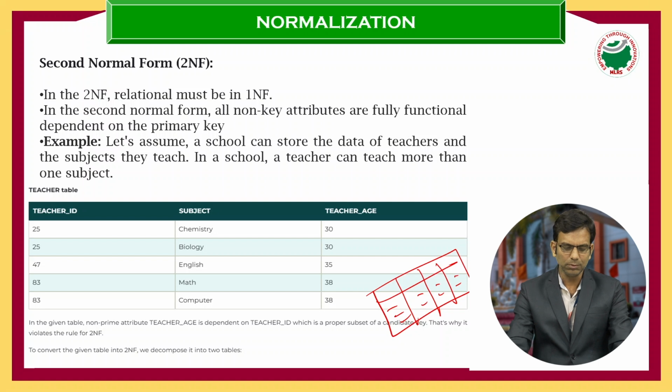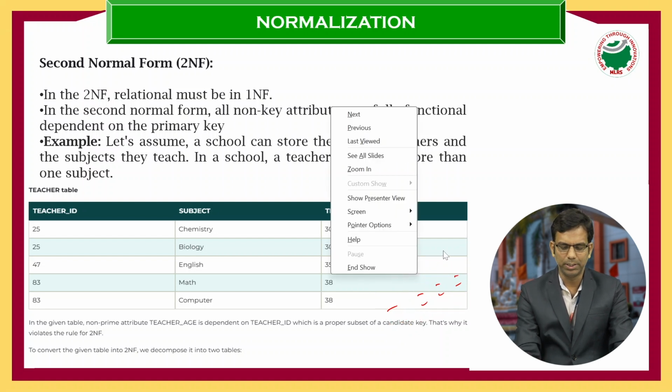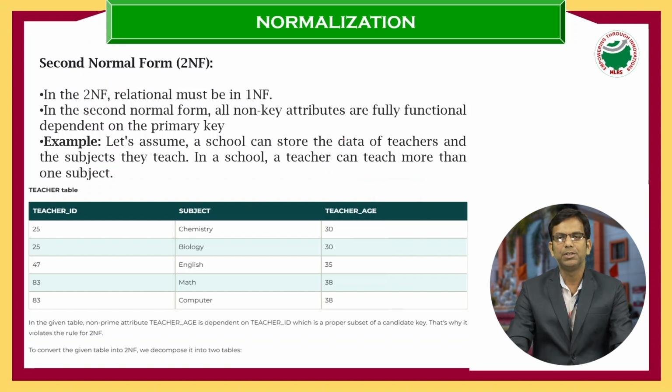Let us assume, in the example, I have taken school data. In the school data you see teacher ID, subject, and teacher age, three entities I have taken. Teacher ID is 25. A teacher can teach multiple subjects, so for teacher ID 25 the subjects are chemistry and biology, and the teacher age is 30 and 30. So in this table the values are repeated, because a teacher can teach multiple subjects. I have taken two subjects, chemistry and biology, as well as teacher age and teacher ID.